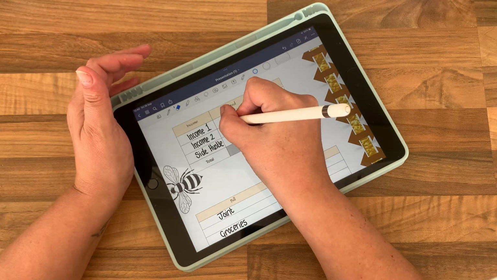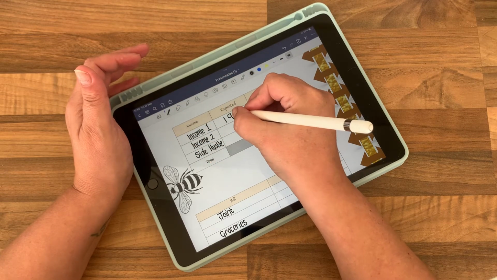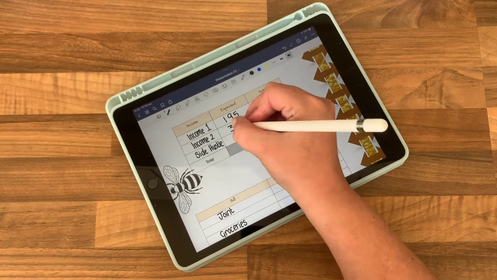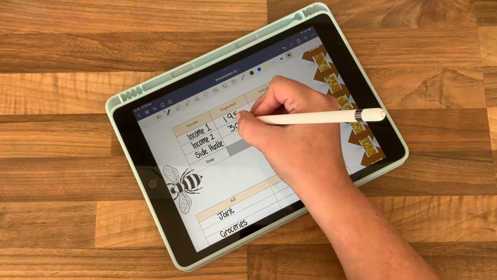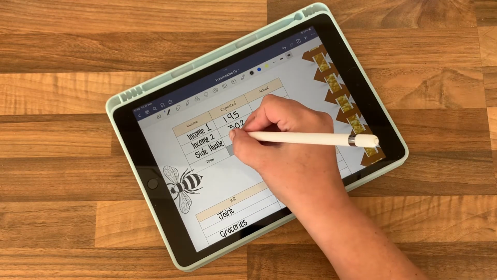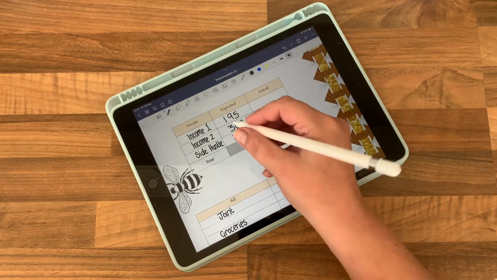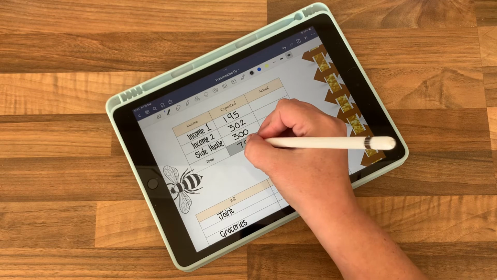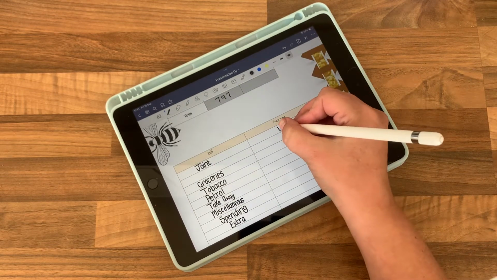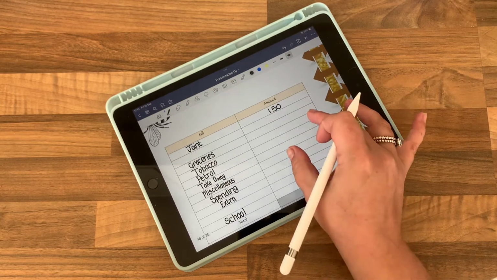So my first income for Thursday was 195, and then 302, and then the side hustle another 300. So we've got 367.97. I automatically transfer 150 to the joint. And these usually stay the same.